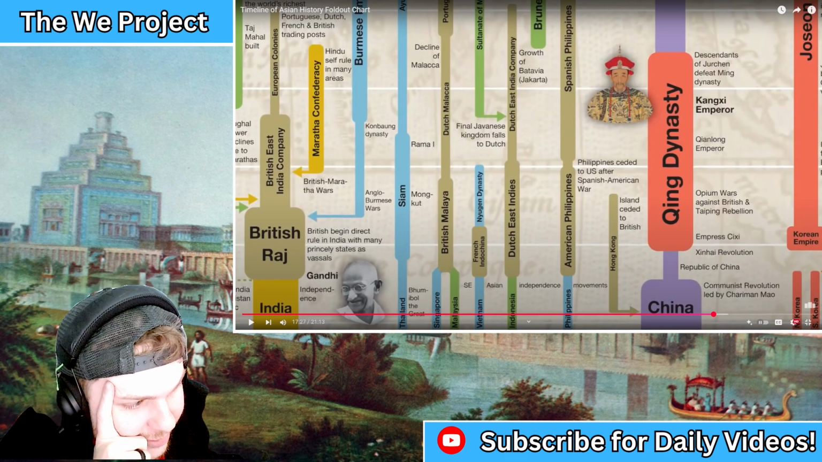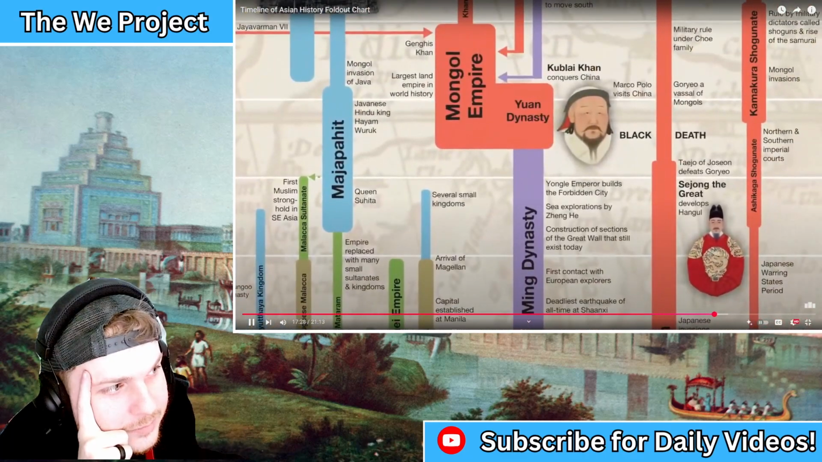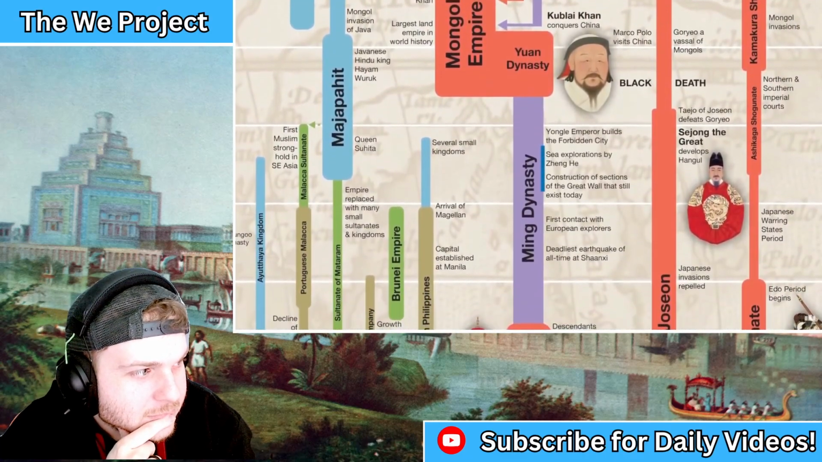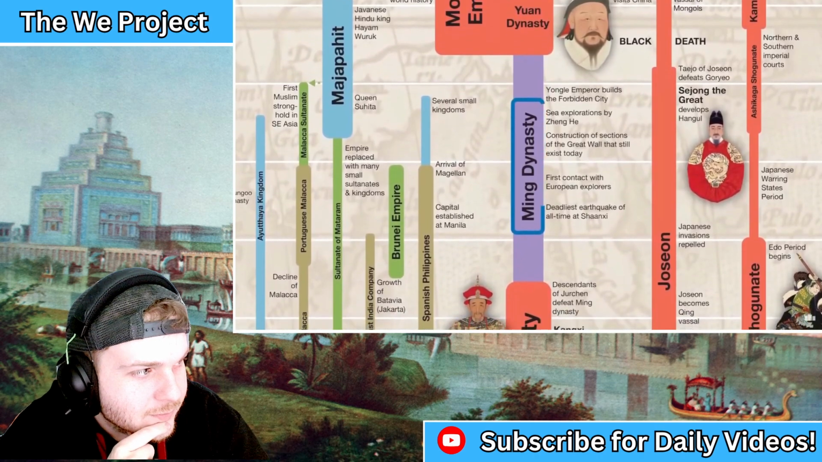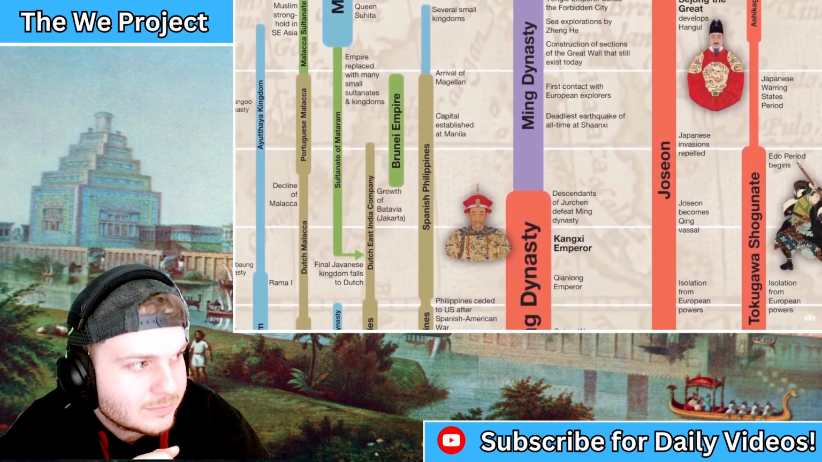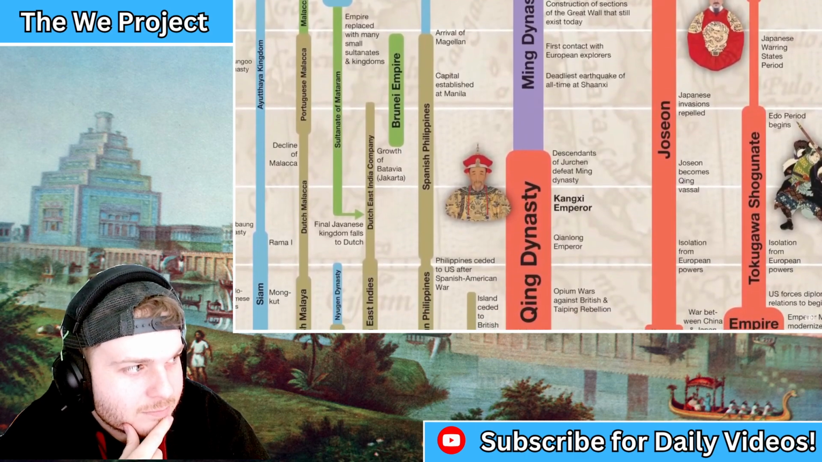Wow. That's crazy. We now come to China. The Mongol-led Yuan dynasty was eventually defeated by the Ming dynasty. They were the ones who built the Forbidden City in Beijing and built the parts of the Great Wall that are the ones still standing today. They were followed by the final imperial dynasty.